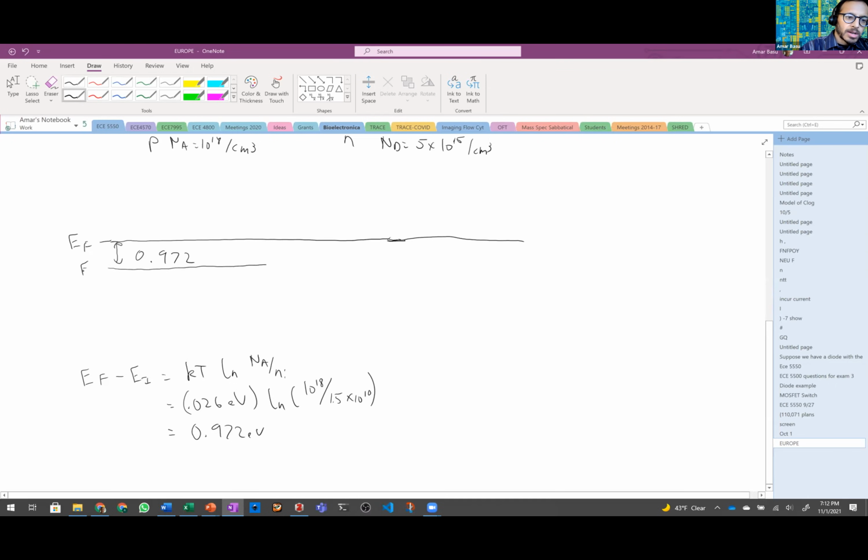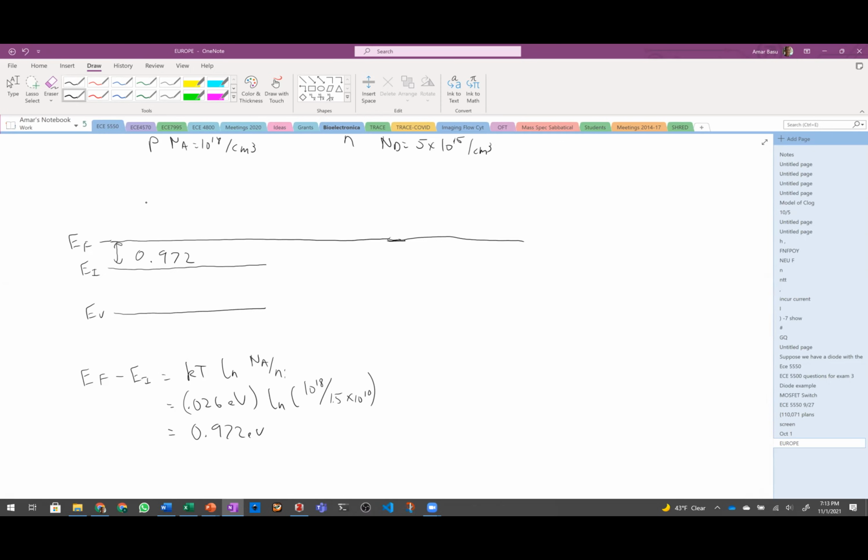So this will be the EI on the P side of the junction. And if this is like 0.97 or 1.12 electron volts, it will be a little bit larger than that. So our valence band will be down here, and the conduction band will be up here. Didn't get that right. 0.972. Are you sure that's right? That seems like a large number here.